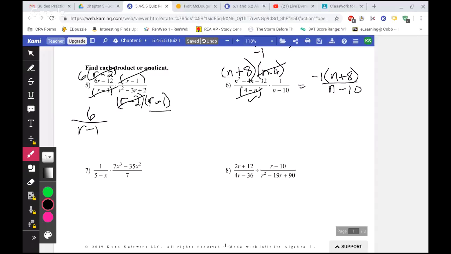And then you could do this as negative n, or the opposite of n, minus 8 over n minus 10. But I don't care if you leave it like that. If it was like that on the test, I'd be fine, because most of the rest of these we're all leaving in factored form anyway. So really not that big of a deal.